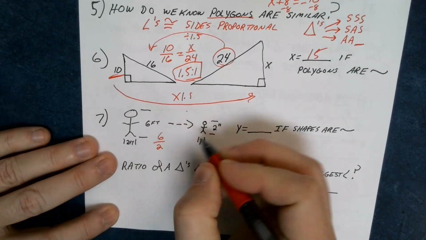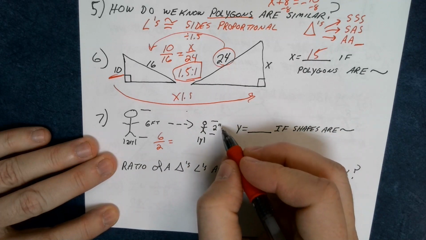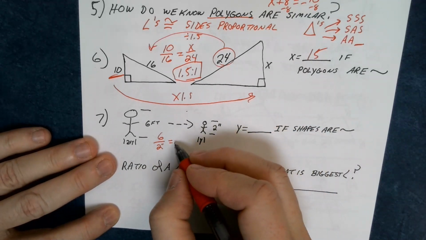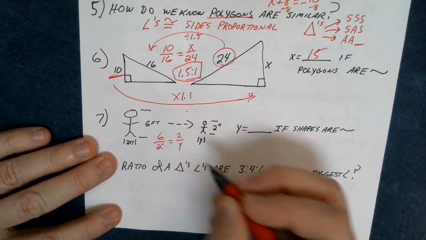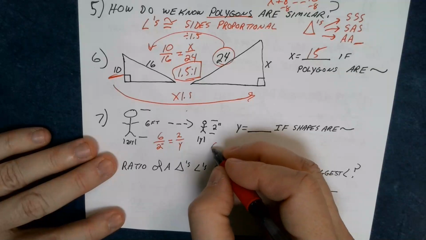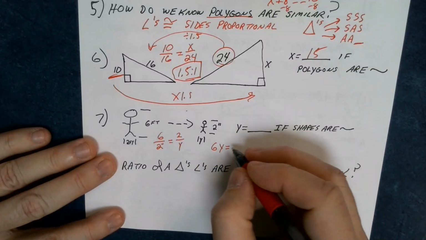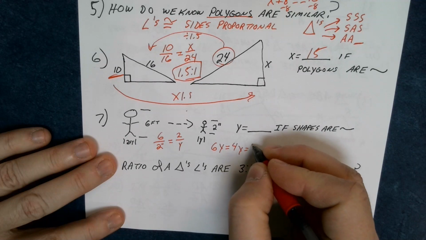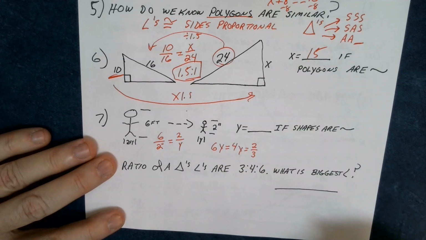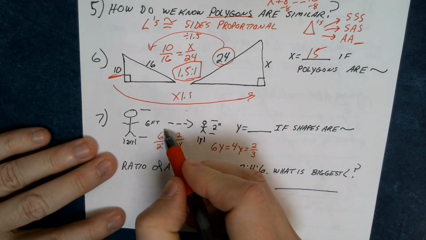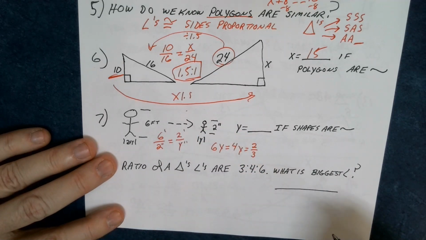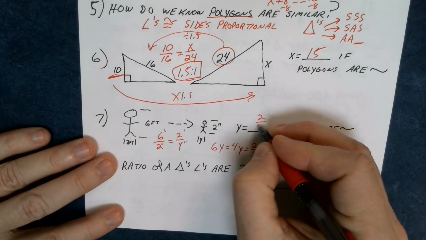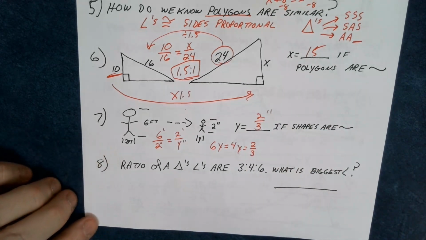6 over 2, being this 2 inches, is equal to 2 over y. And then we cross multiply and solve this, and I get 6y is equal to 4, and y is equal to 2/3. Now, as long as this is feet and this is feet, these are okay to be inches and inches. I don't have to do any unit conversions on that. And y is 2/3 of an inch, or less than 1 inch wide on the picture.